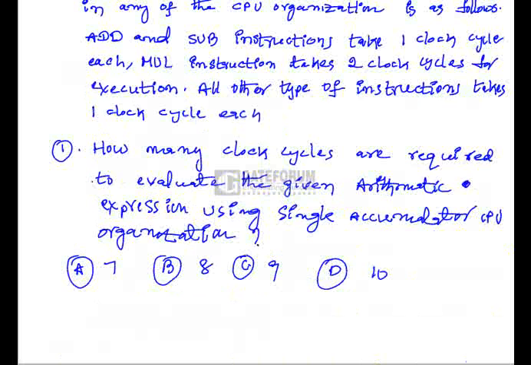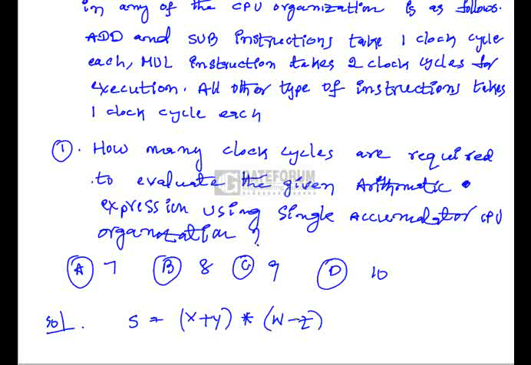Question number 1 on this data is, how many clock cycles are required to evaluate the given arithmetic expression using single accumulator CPU organization? Here in single accumulator CPU organization, we are going to perform all the operations in only the AC register. Whatever operands are there in the expression, first of all we take them into the accumulator register and then operations will be performed. So here the given expression is S is equal to x plus y star w minus z.